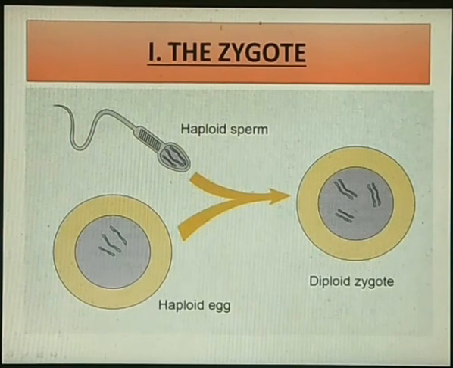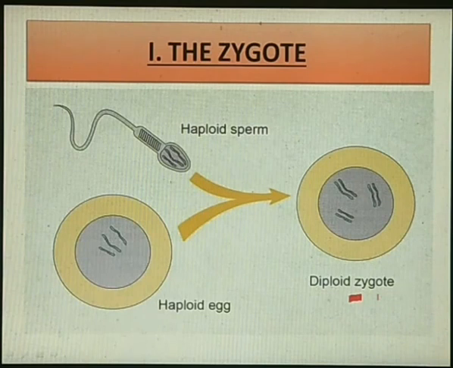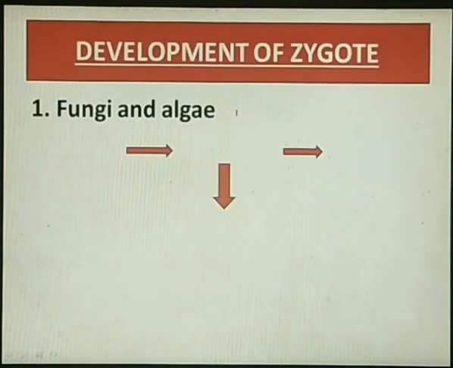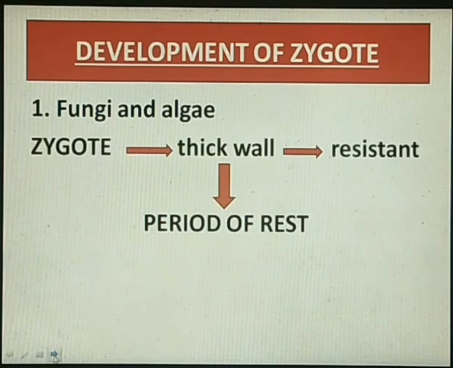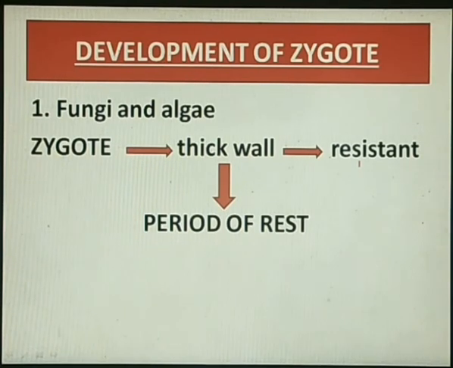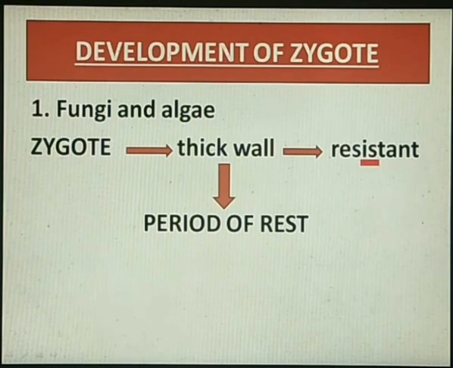The development of the zygote depends on two factors. One is the environmental condition and the other is the life cycle that the organism follows. So it depends on the environment as well as the life cycle of different organisms. In some fungi and algae, soon after zygote formation, the zygote will be covered by a thick wall and it will be resistant to desiccation. That means it will be resistant to dryness as well as damage. Till then it will undergo a period of rest, and during favorable conditions this zygote will develop into an individual.